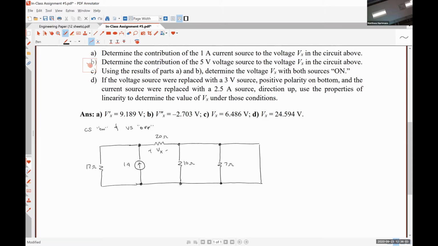Let's talk about that. So there is a 10 ohm resistor and a 7 ohm resistor that are connected in parallel, but they're also in parallel with a short circuit. What does that mean? What's the resistance of a short circuit? 0.